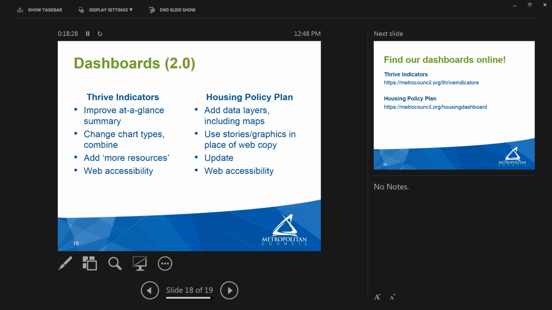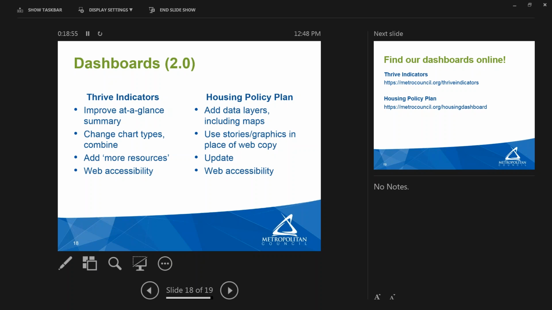Thrive was published in March, a housing policy plan in November. So it's still relatively new, but we are asking questions, asking our core constituencies, what's working, what isn't working, what do we need to clarify? And so we have a short list of improvements. I'd say Thrive, we're not quite at the 2.0, maybe at the 1.3 or 1.5 version. So you can see some of the things that we're working on here.